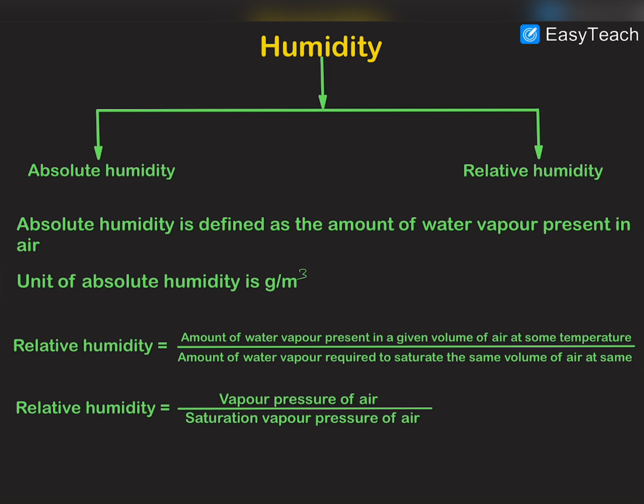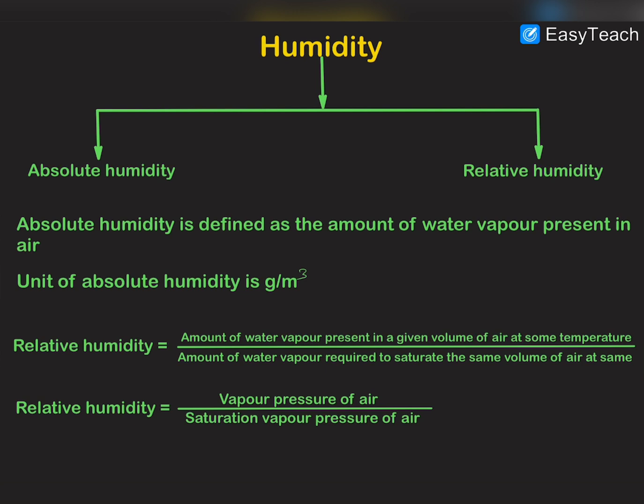Okay, and relative humidity is defined as the amount of water vapor present in a given volume of air at some temperature, to the amount of water vapor required to saturate the same volume of air at the same temperature. Or relative humidity can also be defined as the vapor pressure of air upon the saturation vapor pressure of air. Or we can say that if the humidity is 100%, then the amount of vapor present in the atmosphere on that day is sufficient to saturate the vapor in the atmosphere.